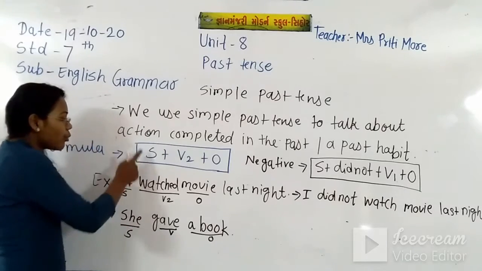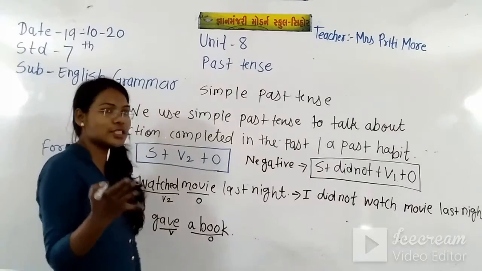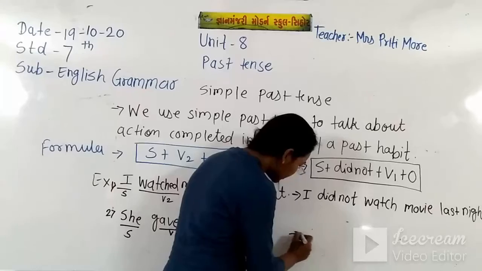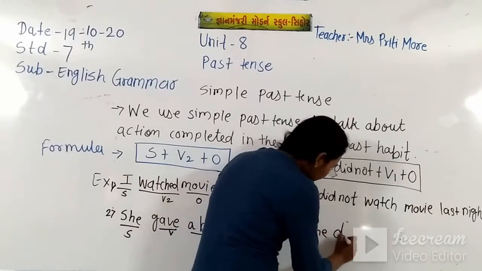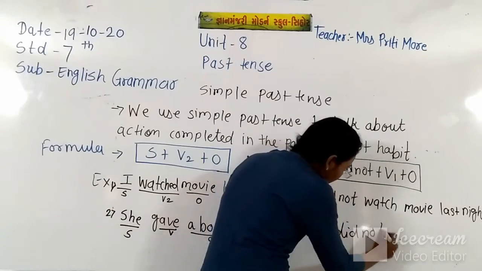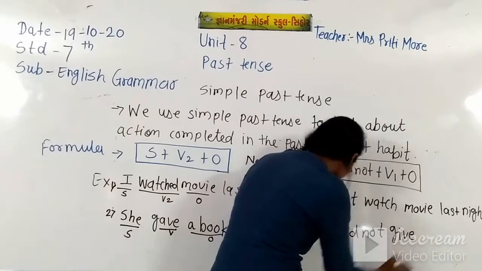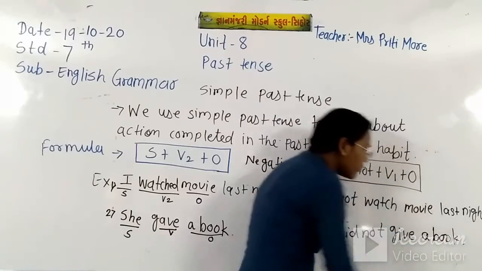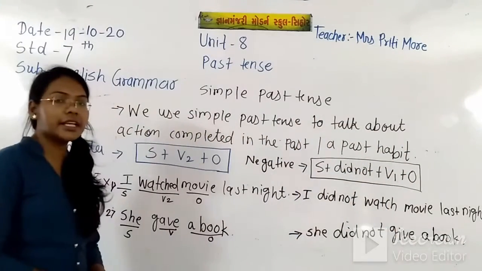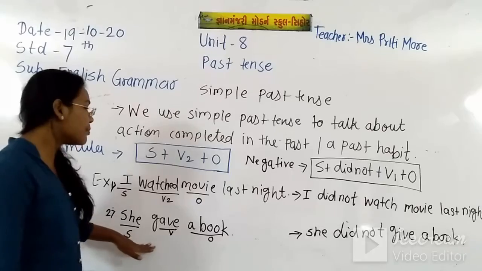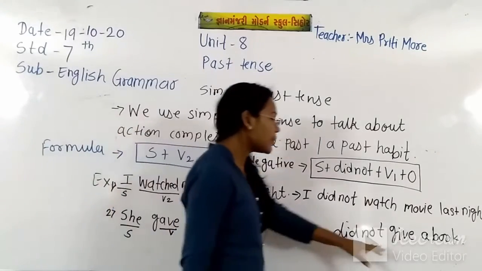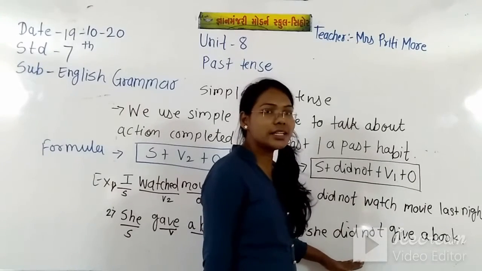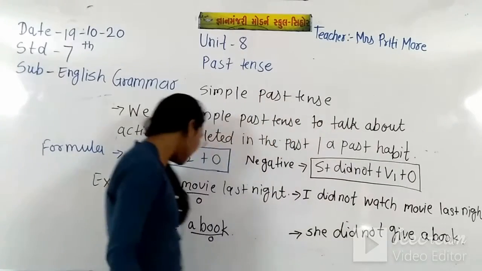सो दिस इज द पॉजिटिव सेंटेंस. उसने बुक दिया, उसने बुक नहीं दिया. शी डिड नॉट गिव अ बुक. When we make the negative sentence of the simple past, we add did not plus V1. So उसने book नहीं दिया. She did not give a book.